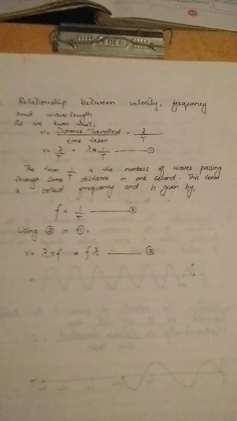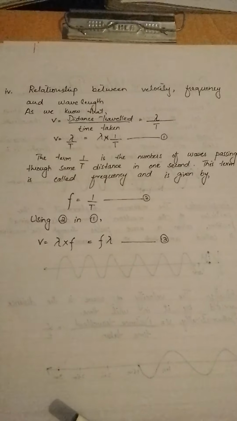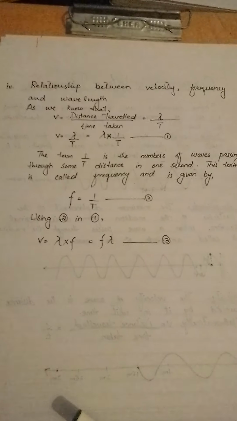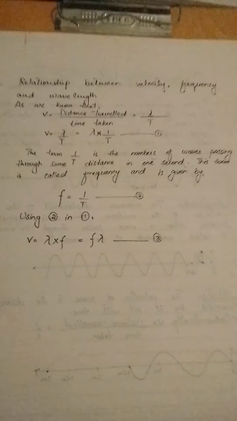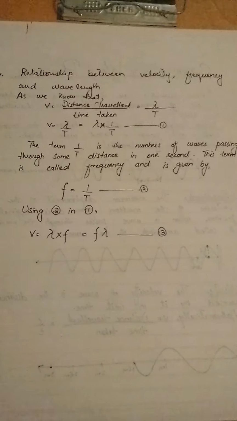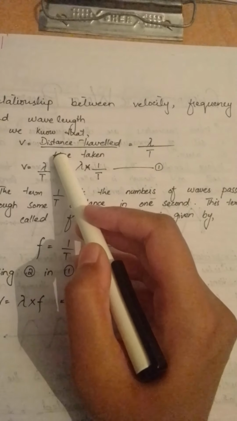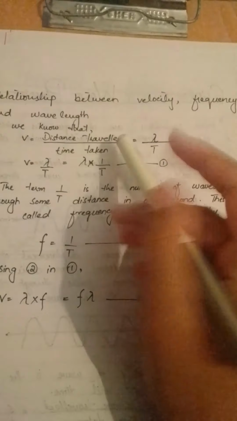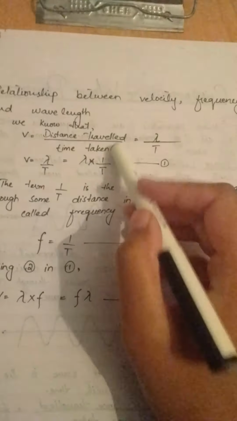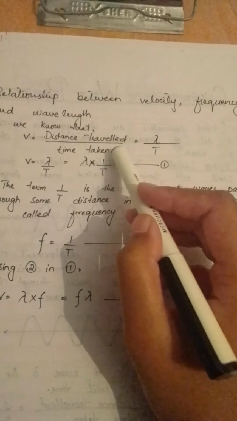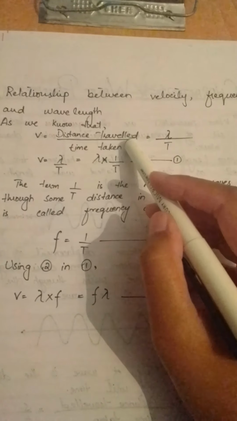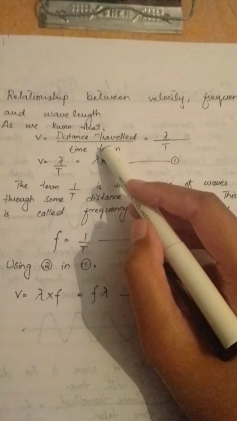Now coming to the relationship between velocity, frequency and wavelength. This is all mathematical derivation. As we know that velocity equals distance traveled over the time taken. We've already studied it in the last topic. Okay, velocity is the distance traveled divided by the time.